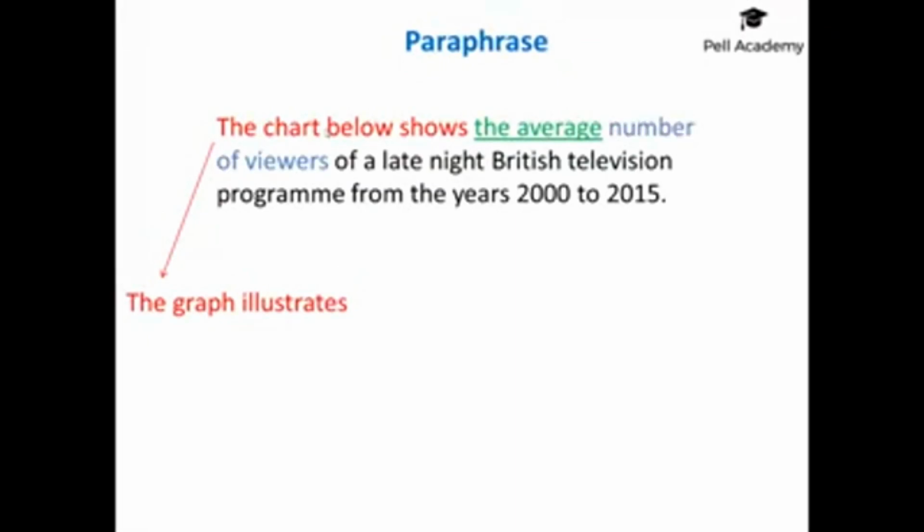Next chunk is "number of viewers." The easiest way for me to paraphrase that would be "amount of people watching." That's fine. All that is just grammar related. I'll deal with this later when I'm writing the paraphrase. I'll worry about the grammar at a later point.